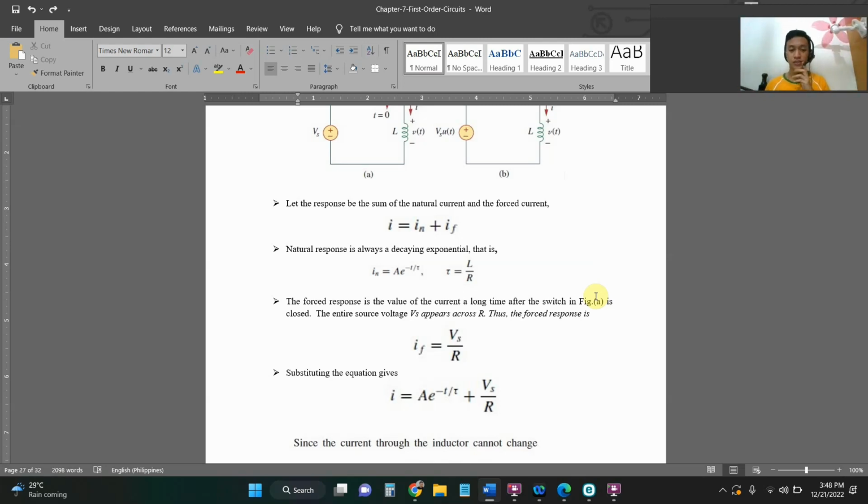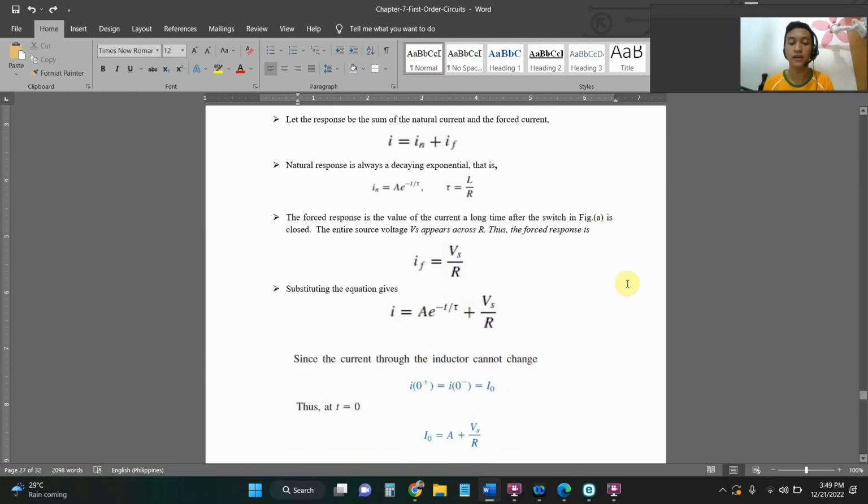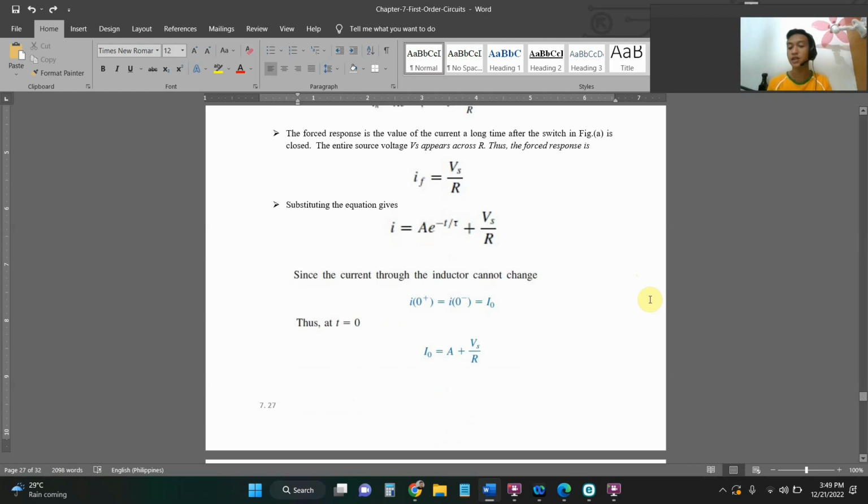So substituting the equation gives i equals A e^(-t/tau) plus Vs/R. Since the current through the inductor cannot change, i(0+) equals i(0-) equals I0. Thus at time 0, I0 becomes A plus Vs/R.